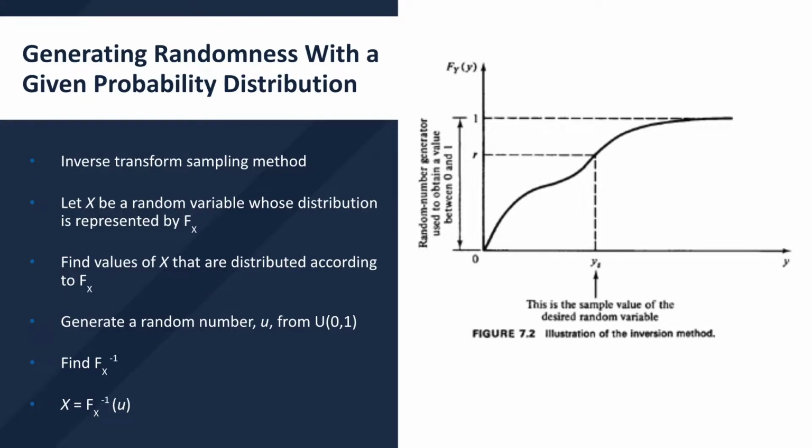So now we're going to talk about generating randomness with a given probability distribution. There are a multitude of ways in which you can generate random numbers, but when you pursue such a task according to a given distribution f, one could use the inverse transform sampling method, where you can apply it in all cases where an explicit expression exists for the cumulative distribution function of the random variable. Where x is a random variable whose distribution is represented by f sub x, you can find values of x that are distributed according to f sub x. Then we generate a random number u from the standard uniform distribution, and then we find the inverse of f sub x. Once we find the inverse of f sub x with respect to u, that'll be our answer.